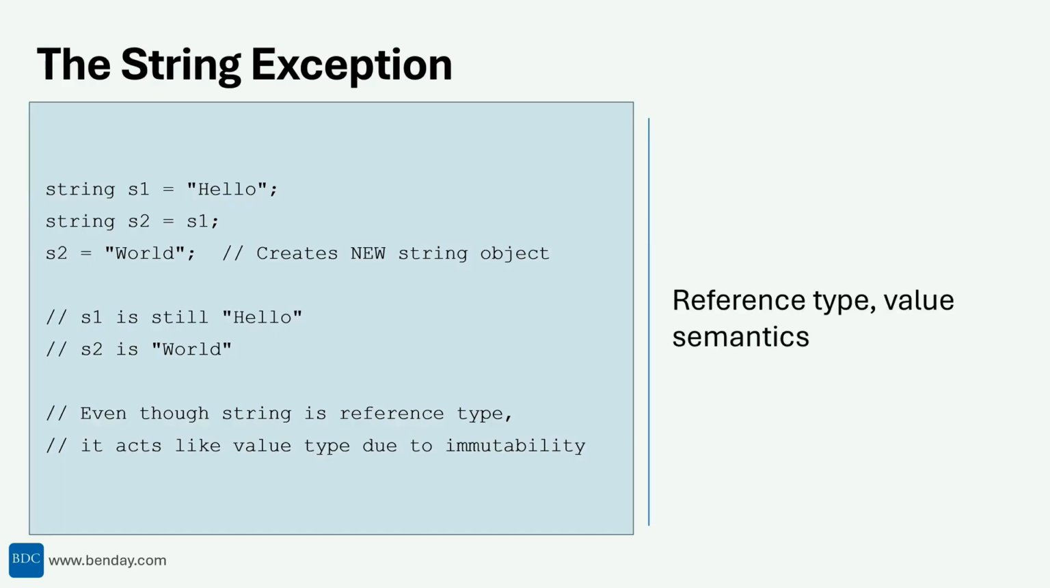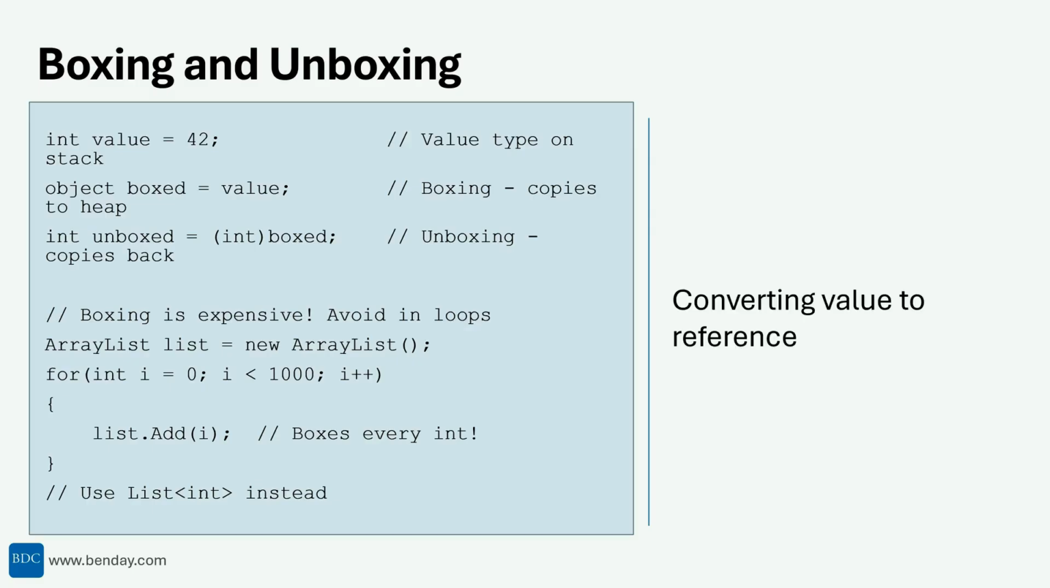Strings are weird. They're reference types but immutable, so they act like value types. When you change a string, you're actually creating a new one. Boxing wraps a value type in an object on the heap. It's expensive. This is why we use generics like List<T> instead of ArrayList.